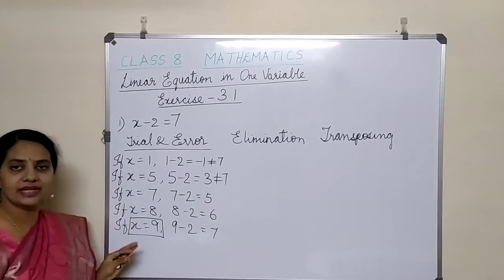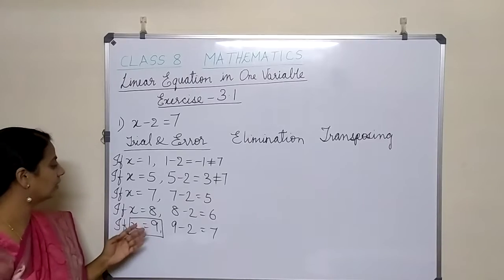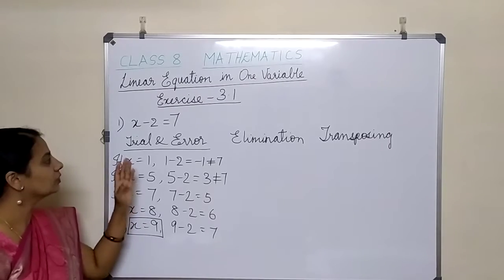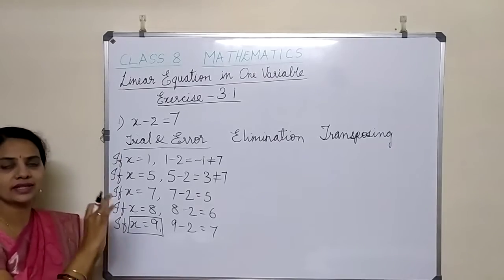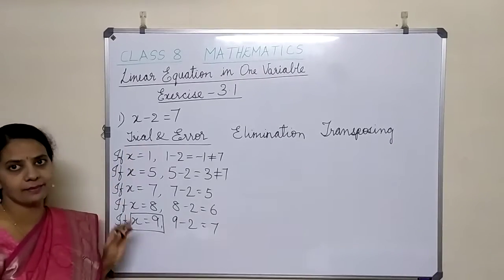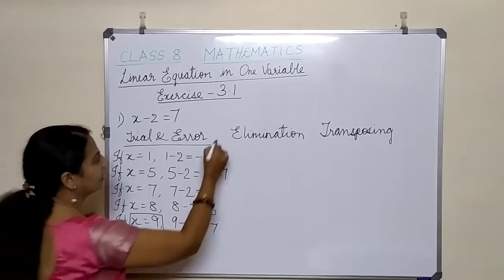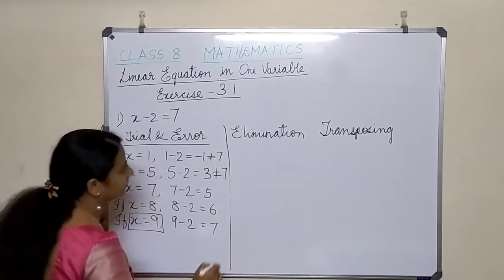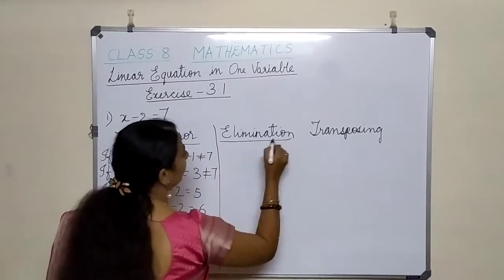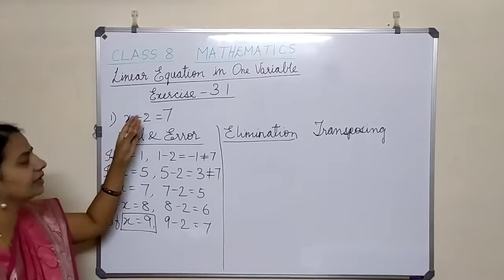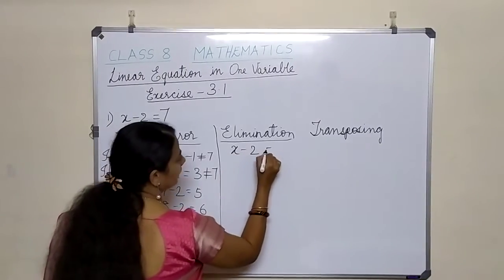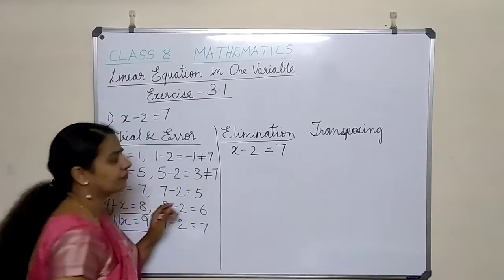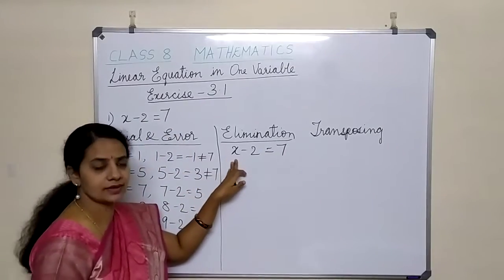Since it is a very tedious job, where we don't know how to pick the value, we don't use this method. But you should know that there is a method like the trial and error method. Okay. Now coming to the elimination method. So what do we do in the elimination method? The same equation I'm going to take. X minus 2 is equal to 7. Now we have to find the value of x.